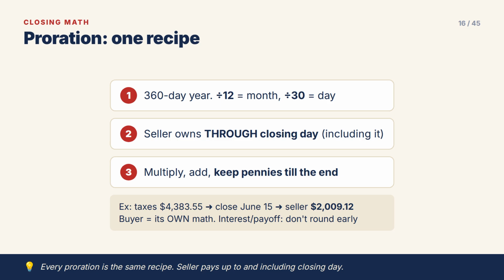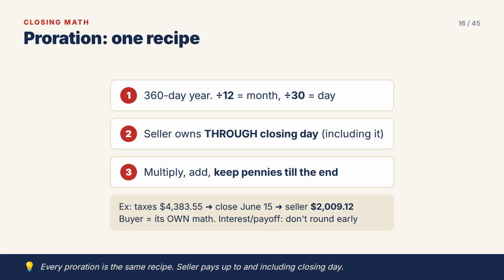Taxes of $4,383.55, that's $365.29.5 a month, $12.175 a day. Closing June 15th means the seller owes 5 months plus 15 days, $2,009.12.